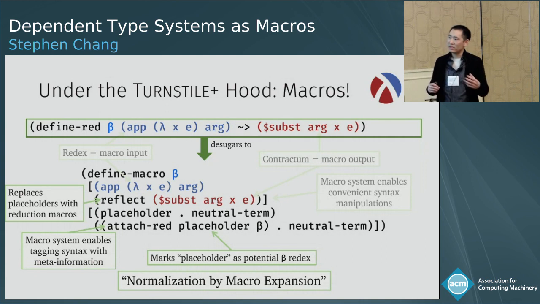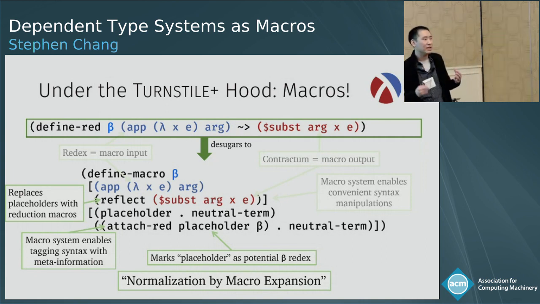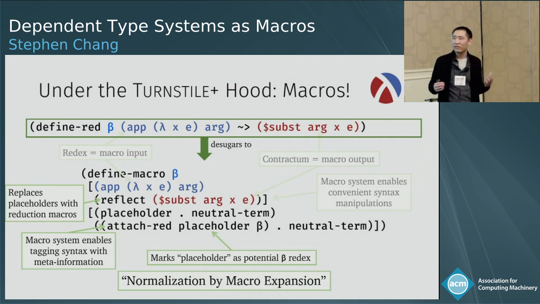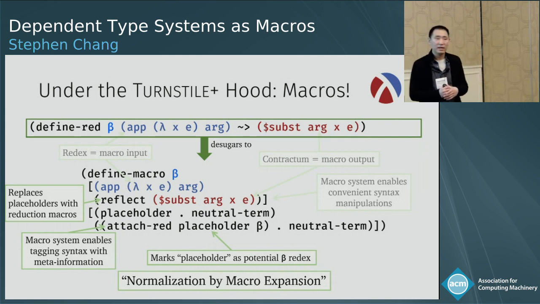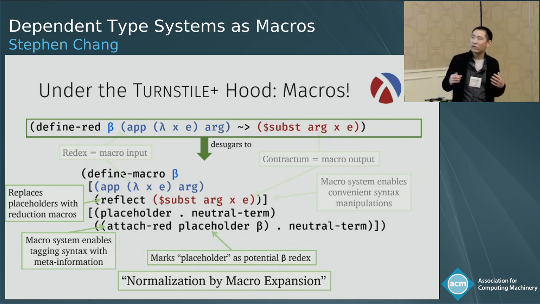And so in general, the system of tagging syntax with meta information is very useful, and it's used a lot in our system. For example, the type rules also communicate type information in this way.